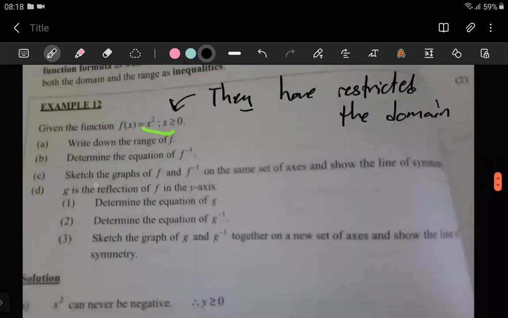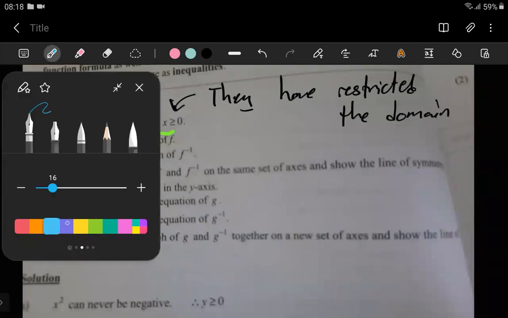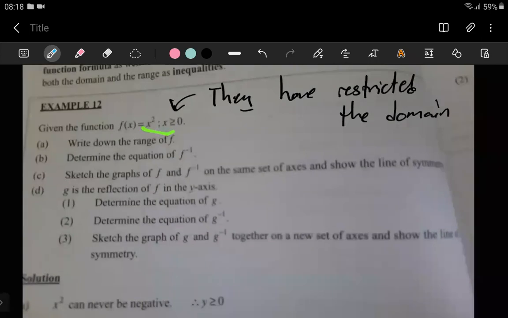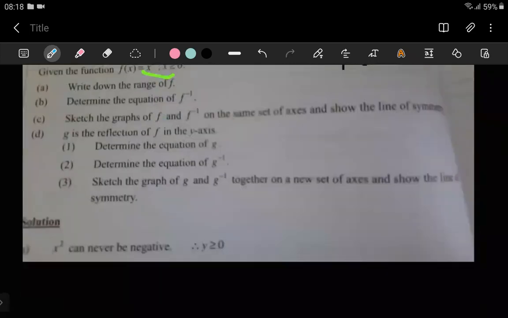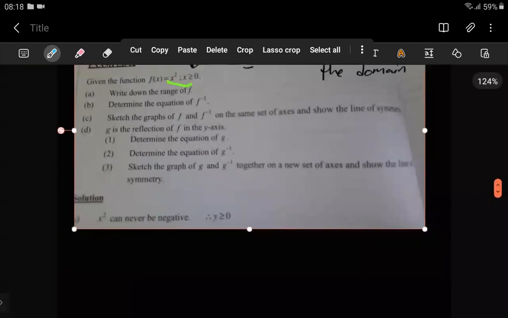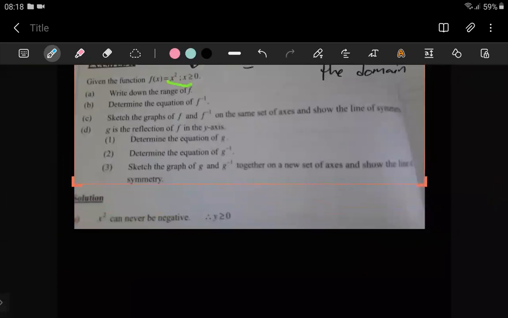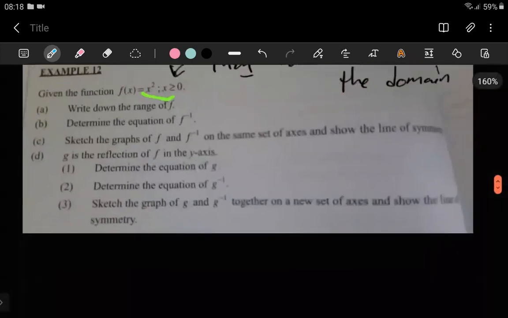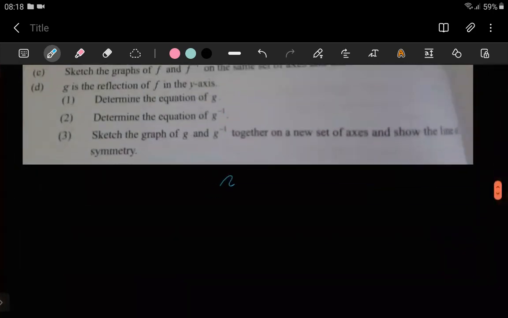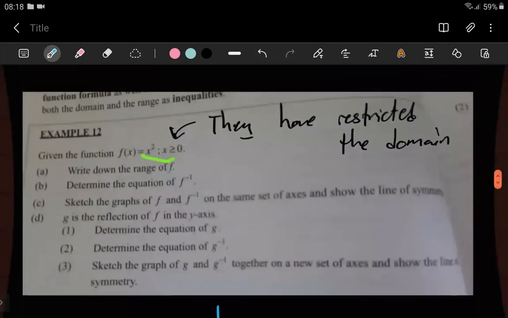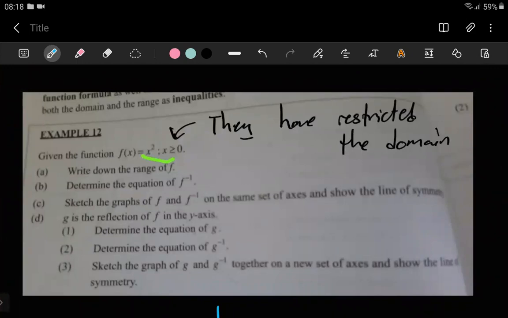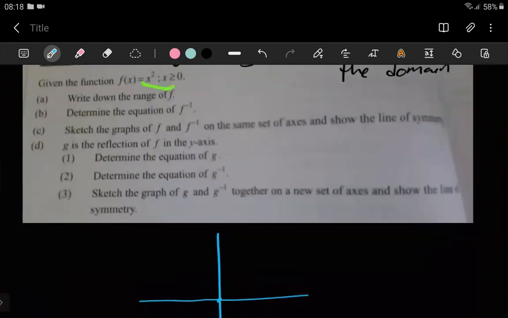Remember, even though down here is where they're asking us to sketch the graph, you don't need to wait that long to already visualize this image, to make it easier. Because we already know that this is a parabola, and it's a smiling parabola, as basic as it gets. So meaning we have an image that's starting from here.